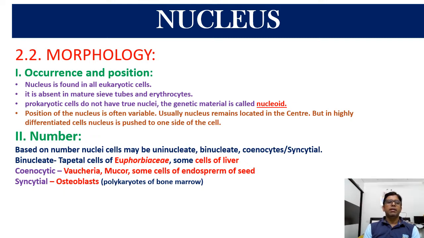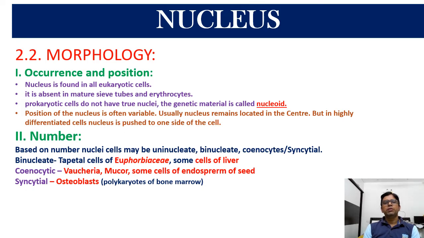Coming to the second heading, that is number of nuclei. Based on the number of nuclei, cells may be uninucleate, binucleate, coenocytic or syncytial. Uninucleate. Usually, only one nucleus is present in each cell. This condition is called uninucleate. Most of the cells possess only one nucleus.